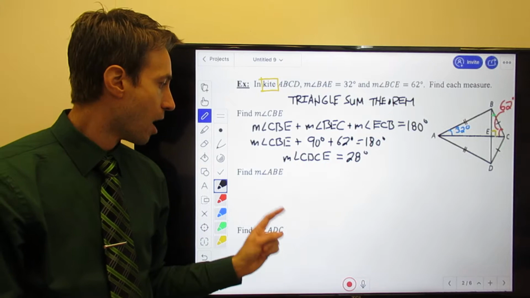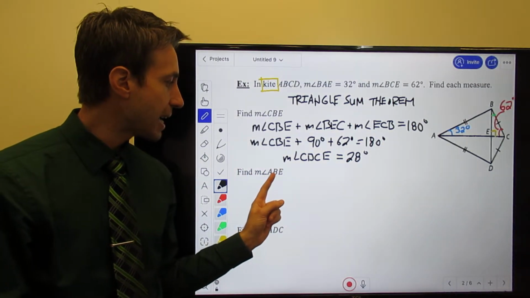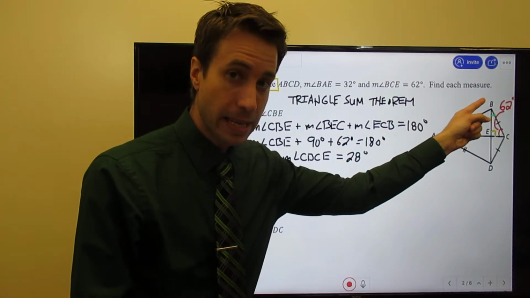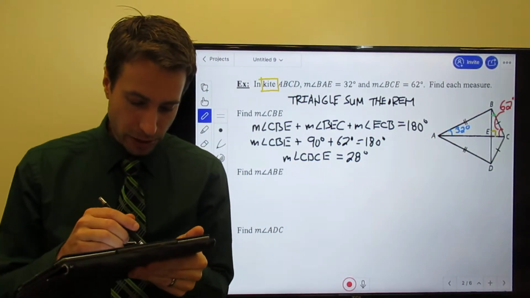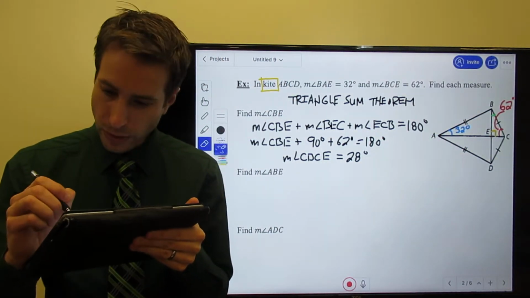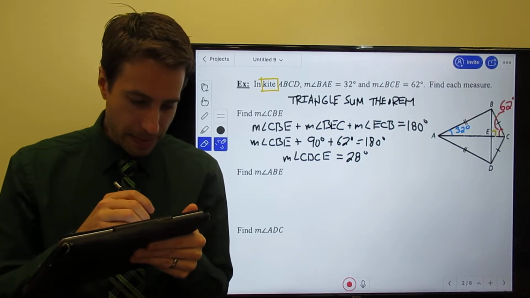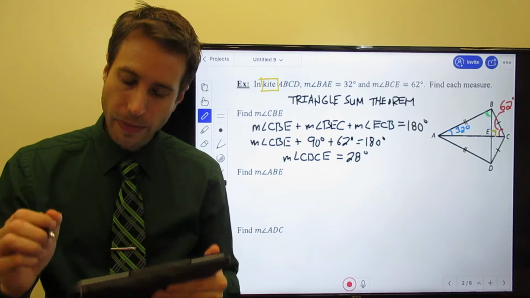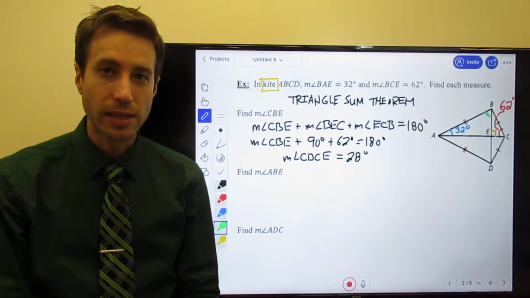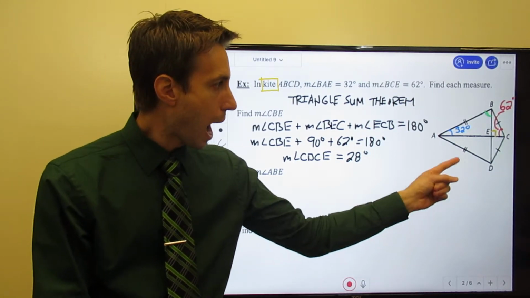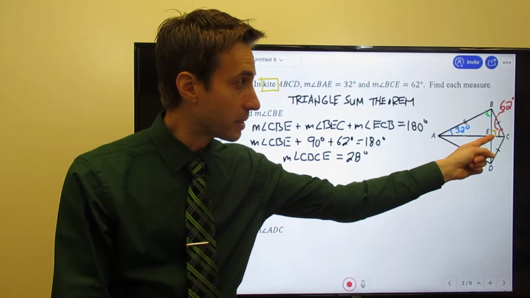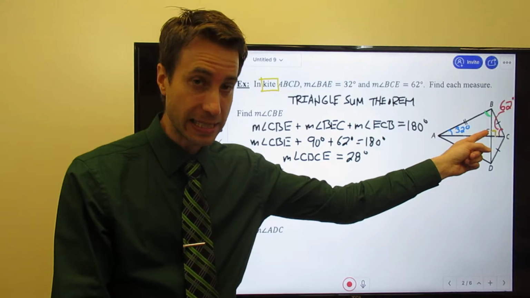Let's try another. I want you to find the measure of ABE. A, B, E. So let me do this one here. I am now looking for this guy right here. Well, once again, guys, look at this. I already know that this angle is 32. I know the diagonals are perpendicular, so that angle has to be 90.